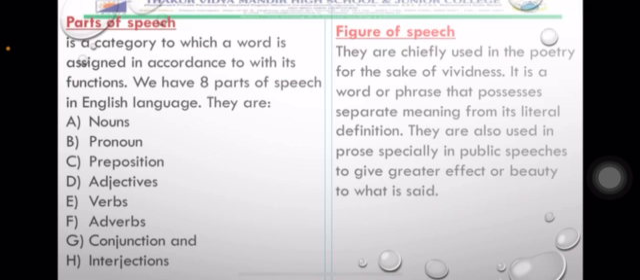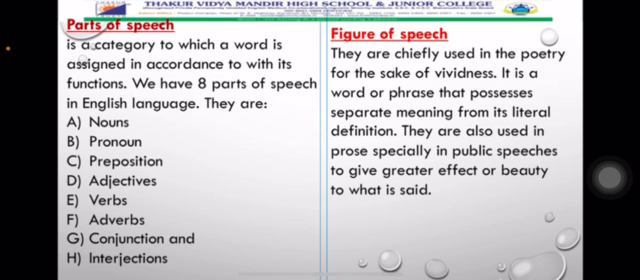Parts of speech is a category to which a word is assigned in accordance with its functions. We have 8 parts of speech in the English language. They are nouns, pronouns, prepositions, adjectives, verbs, adverbs, conjunctions and interjections. We use all these parts of speech in our spoken and written English.